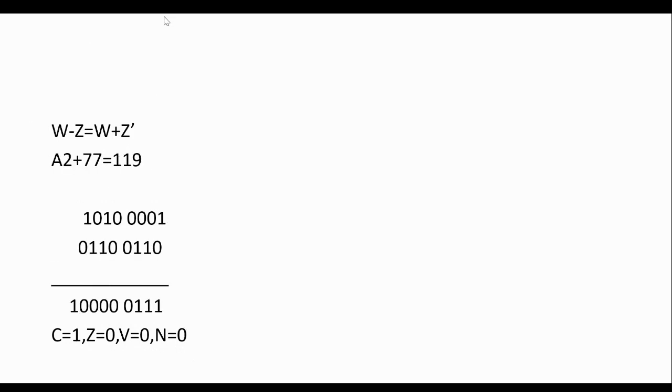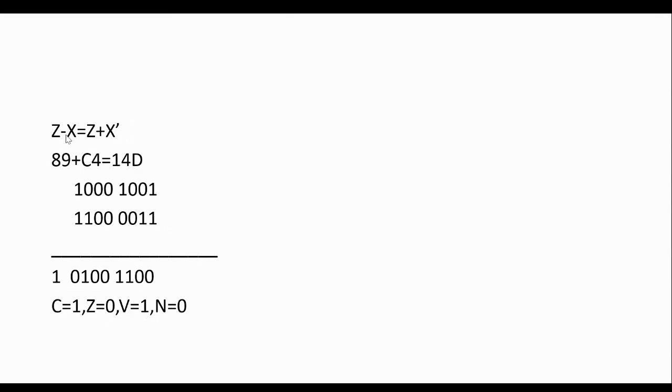W minus Z equals W plus the 2's complement of Z. So you have A2 plus 77. You get this answer. This actually just means that there's a carry bit, so this is carry bit 1. So you have 0, 0, 0. It doesn't matter. So carry will be equal to 1 because this is carry. Zero will be equal to 0, none of these answers equal 00 hex. V, you have 0 and 1, so you get 0. And you get a 0.